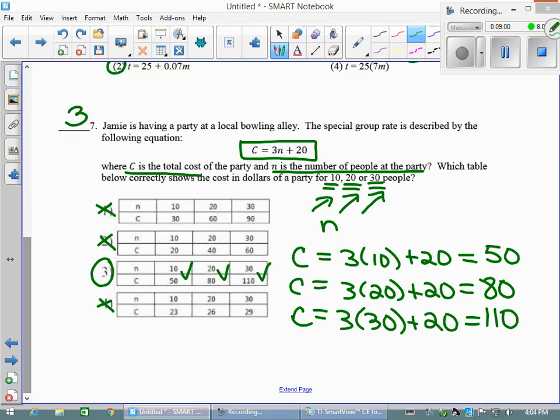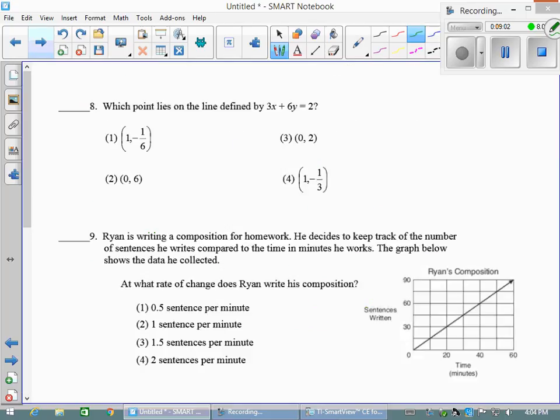Okay, for question 8, which point lies on the line defined by 3x plus 6y is equal to 2? For something like this, you would just take the values in these points, remembering that each point is x comma y, and plug them in. The one that makes it true is going to be my solution. It's going to be a point on this equation, on this line.